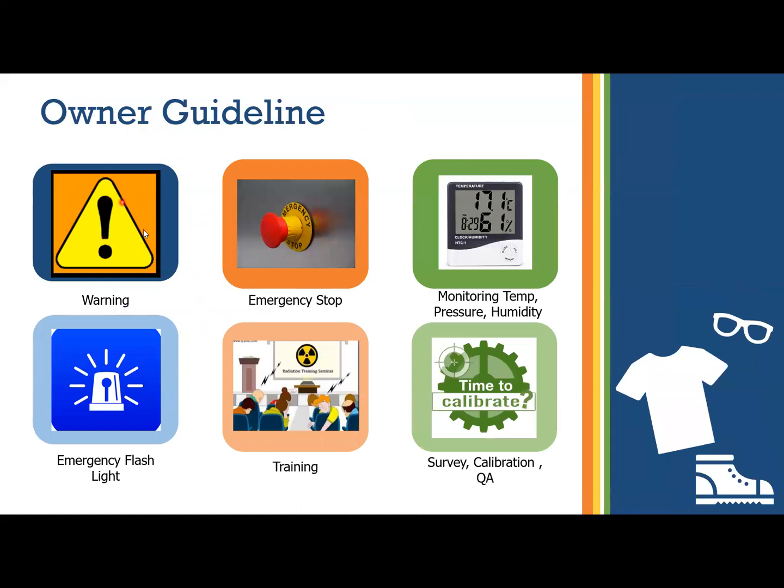Corner guidelines, warnings, emergency stop button, monitoring the temperature, pressure, and humidity of the room. Emergency flashlights. Training should be conducted for the employees, and also physicist responsibilities to do survey and calibration QA.